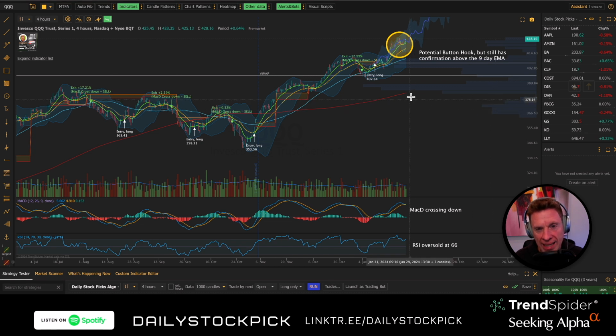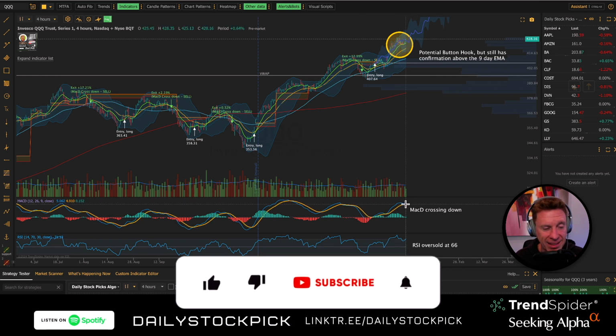Qs. I said yesterday, this is a chart that I posted with a potential button hook, but still has confirmation above the 9-day EMA. People are asking me, should we get out? Well, let's look at some things. The MACD is potentially crossing down. The RSI is overbought. It's even more overbought at 71. Yesterday it was at 66. So we've got to take a look at it.